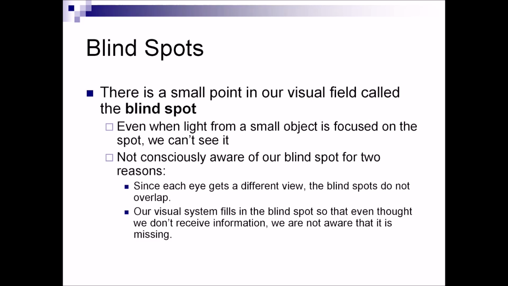Blind spots are a small point in our visual field where, even when light from a small object focuses on that spot, we can't see it. We are not consciously aware of our blind spots for two reasons. Since each eye gets a different view, the blind spots do not overlap, and our visual system fills in the blind spot so that even though we don't receive information, we are not aware that it is missing.